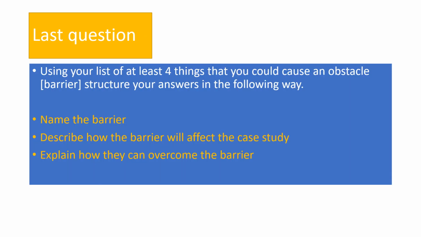Now you've made a list for the last question of 4 things that could cause your individual an obstacle or a barrier, both the same thing, something prevents them from achieving their goal. You've got to name what you think it is, describe how the barrier will affect the case study and how they can overcome it. And you do that 4 times on your work with a different barrier. And that, as long as you name the barrier, describe how it will affect the case study and explain how they overcome it, will get you the most marks. But you must follow that process 4 times.